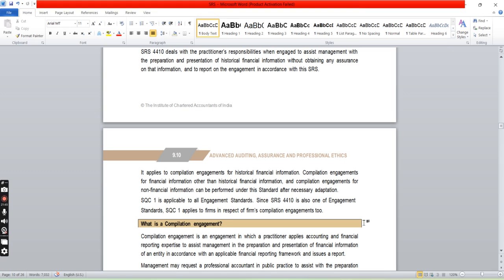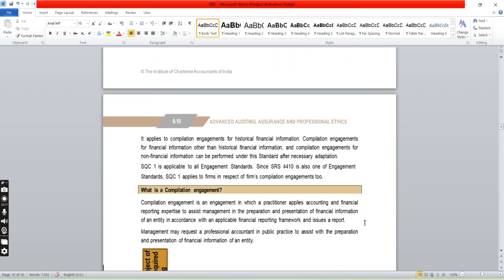This applies to the compilation engagement for historical financial information. Compilation engagements for financial information other than historical financial information, and compilation engagements for non-financial information, can be performed under these standards after necessary adaptation. SQC1 is applicable to all engagement standards. SRS 4410 is one of the engagement standards; SQC1 applies to a firm in respect of the firm's compilation engagements too.